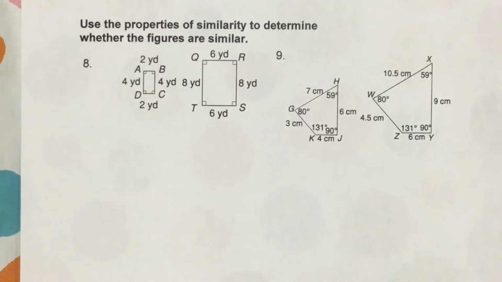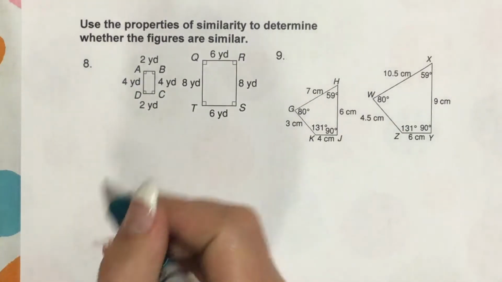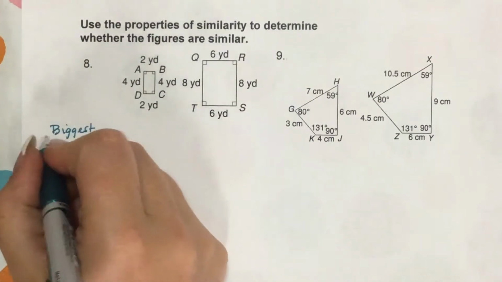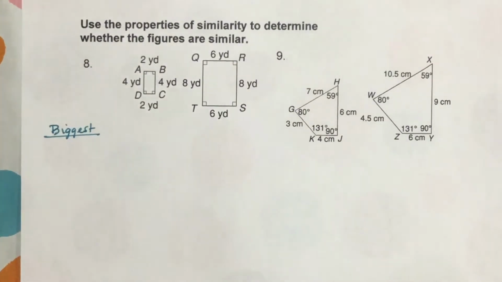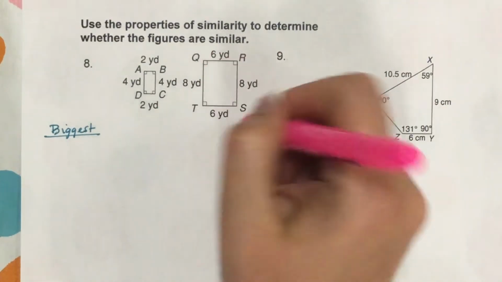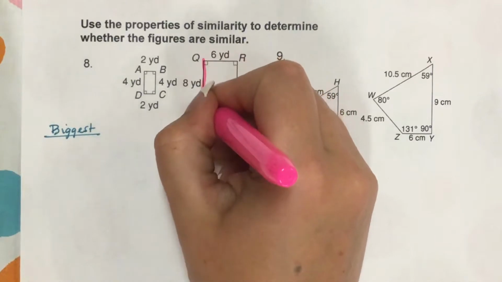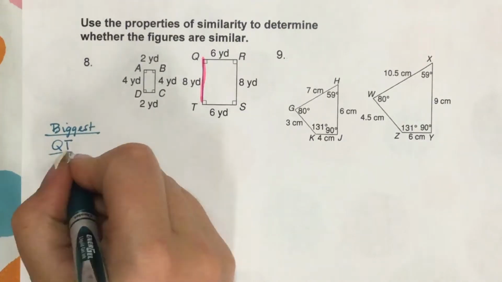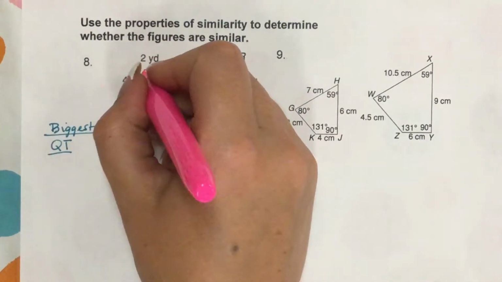We're just going to look at the size and see if the sizes are the same. So let's go ahead and start with the biggest side that corresponds. So the biggest side here would be, I'm going to have the biggest rectangle, QT, on top of the ratio, and that corresponds with AD right there.